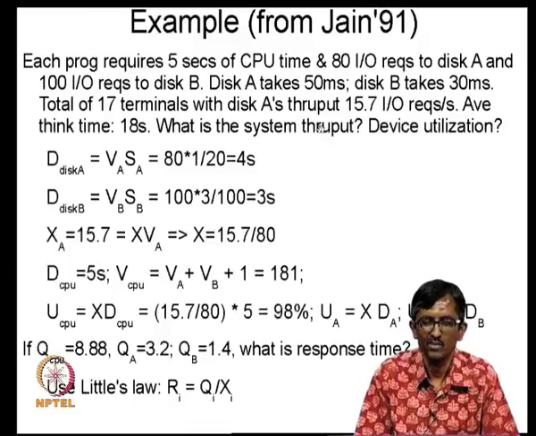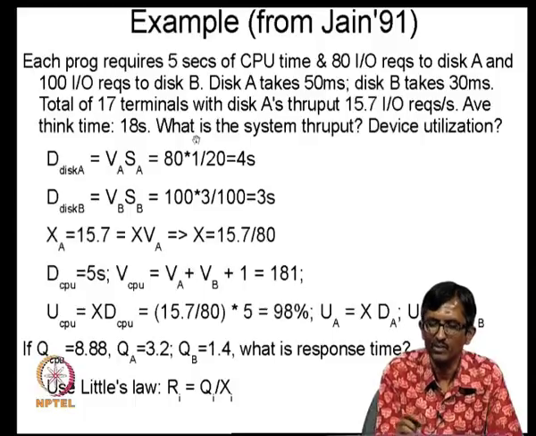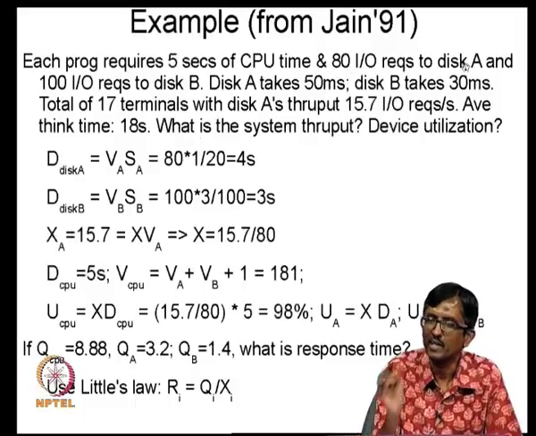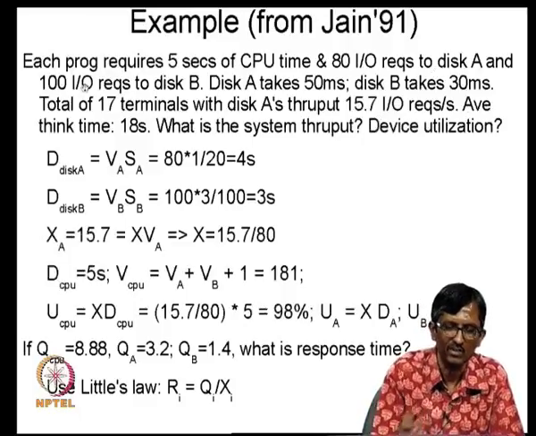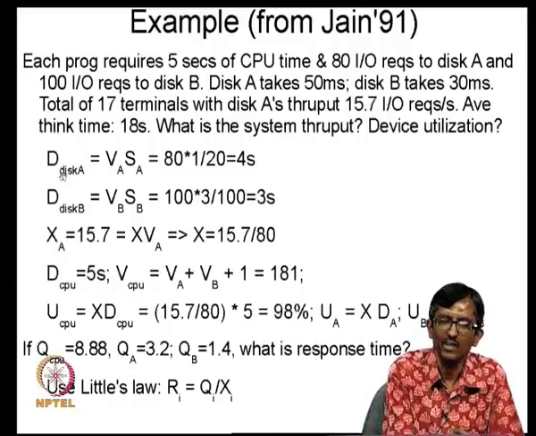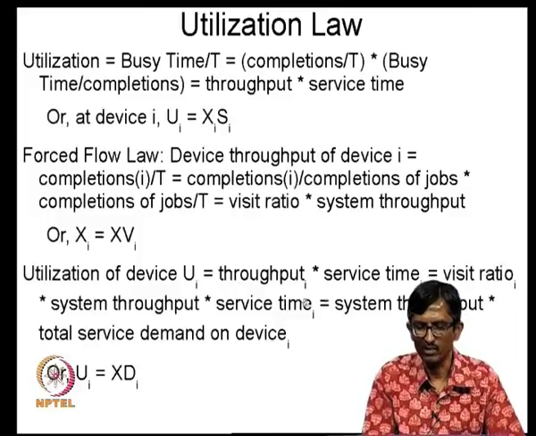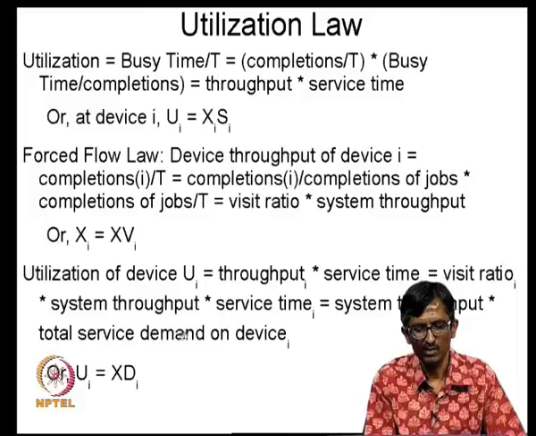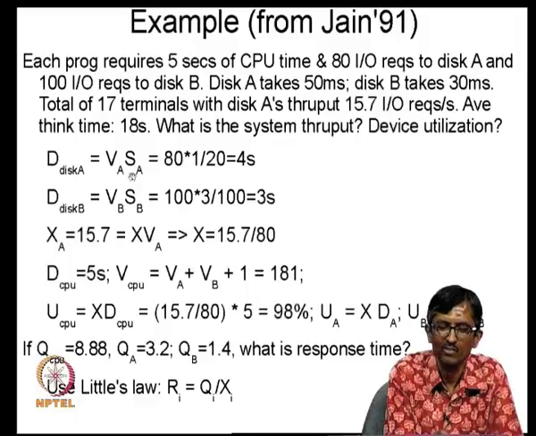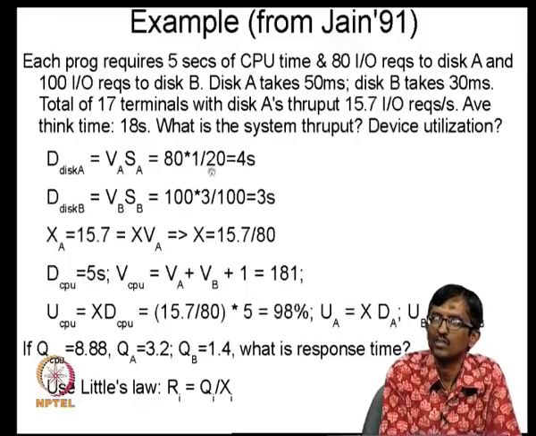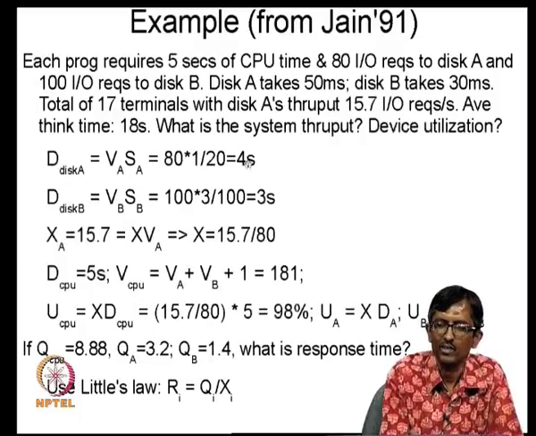So, what can we say from this particular problem? It is saying that we have to visit disk A 80 times. So, the visit ratio for disk A is 80 and the visit ratio for disk B is 100. What is the total demand on disk A? We looked at demand, right? We want to find the total service demand on the device. That is basically the visit ratio multiplied by service time. What is the service time for disk A? 50 milliseconds, 1 by 20 per second. So, the total demand for disk A is 4 seconds.